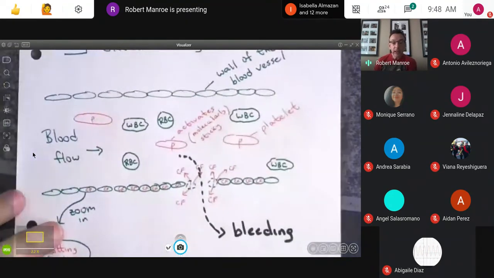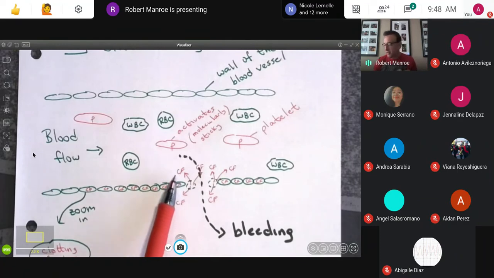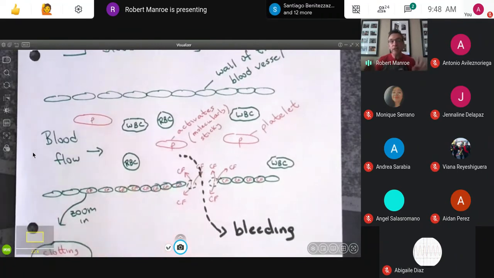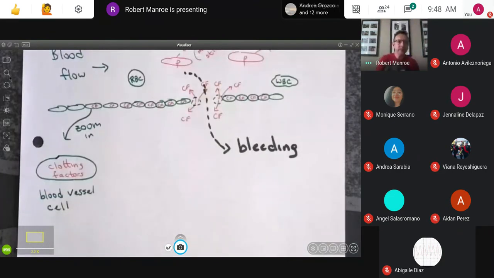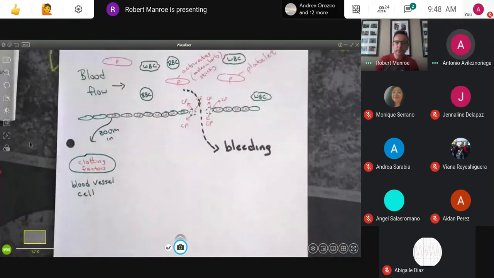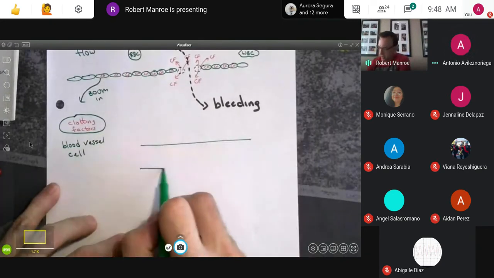So usually, if a platelet is inactive, the platelet is slippery. However, you get trauma. The blood vessel cells rupture. The blood vessel cells release clotting factors. The clotting factors activate the surface membrane proteins on a platelet and make the platelet sticky. Why would you want the platelet to become sticky? To clog the opening in the pipe.